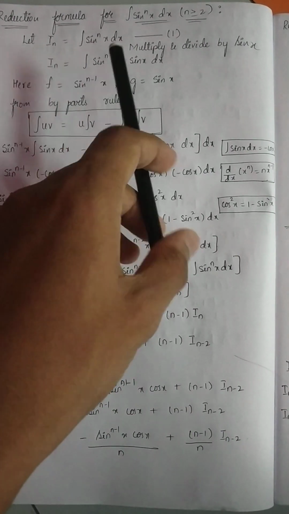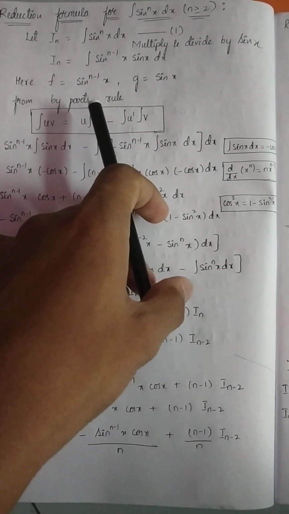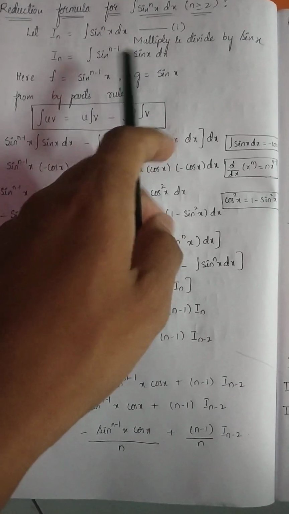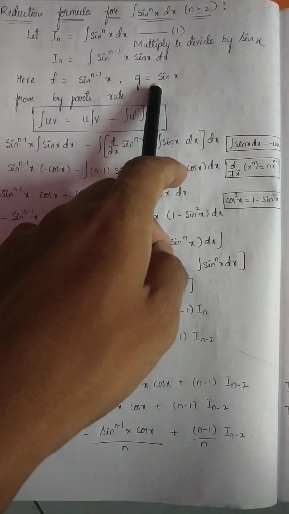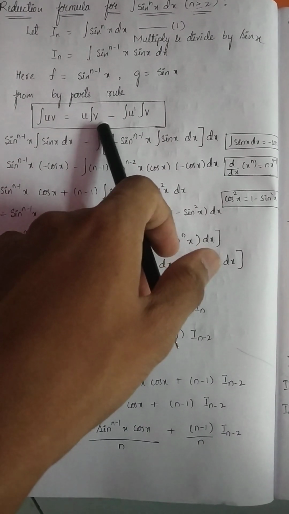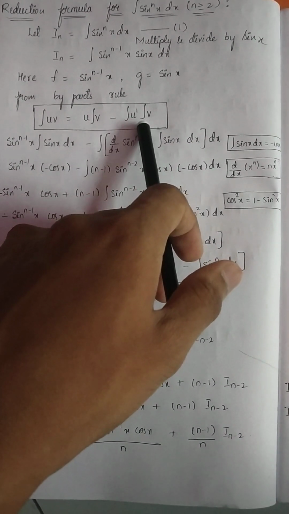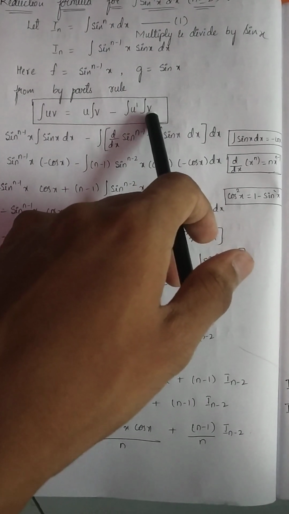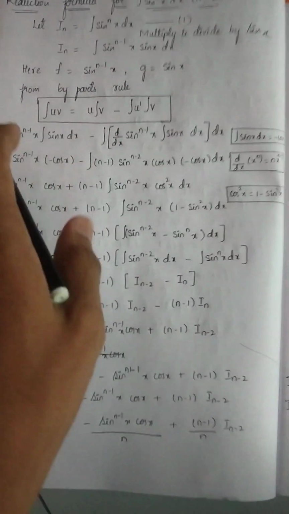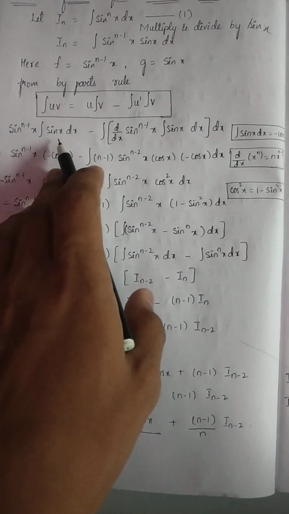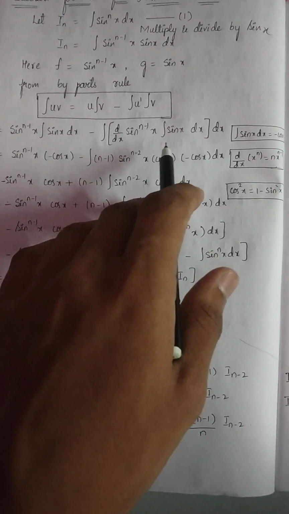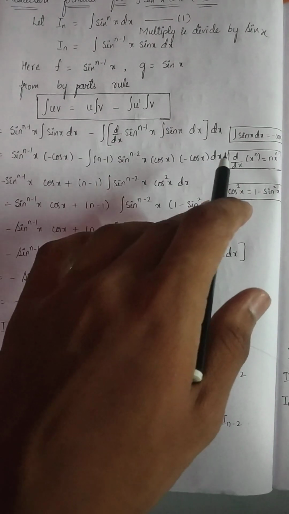I will apply the by parts rule here. The sine to the power n minus 1 x becomes the first function and sin x becomes the second function. So what is the formula for by parts? Integration of uv is equal to u into integration of v minus integral of u dash into integration of v. So we apply the formula. We get sine to the power n minus 1 x times integration of sin x dx, minus integral of d by dx of sine to the power n minus 1 x times integration of sin x dx, whole dx.